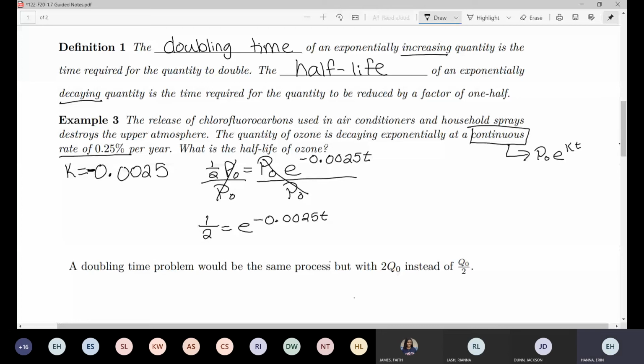We know how to solve that. That's what we started at the very beginning of class today. Take the natural log of both sides. This is why you already know how to do most of this section. You just don't realize you know how to do it already. Natural log of e to the negative 0.0025t. Bring the power out.